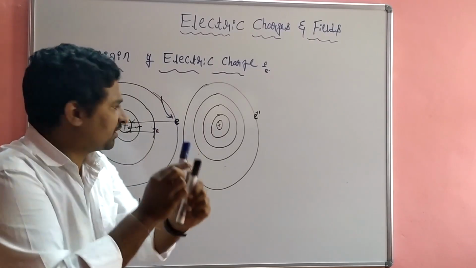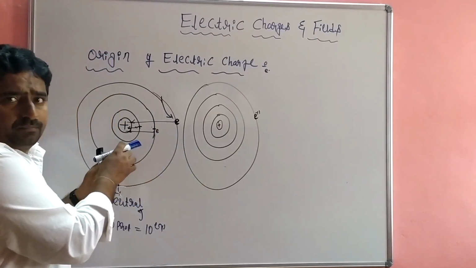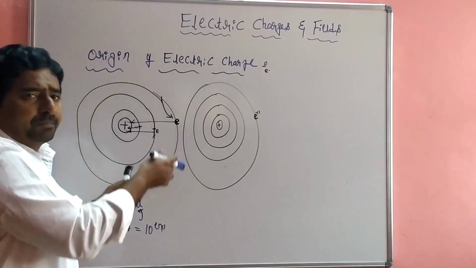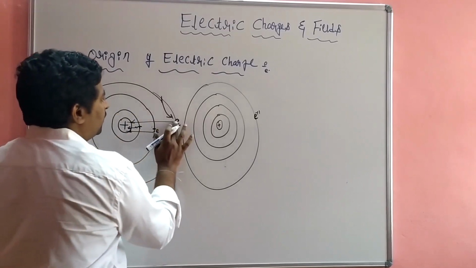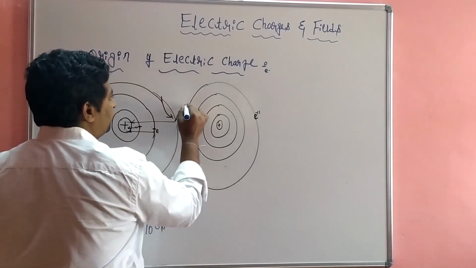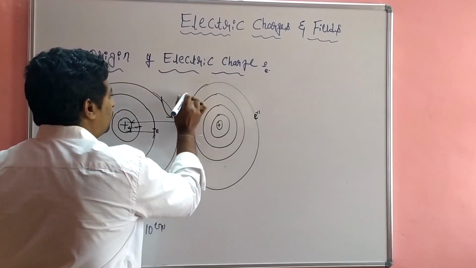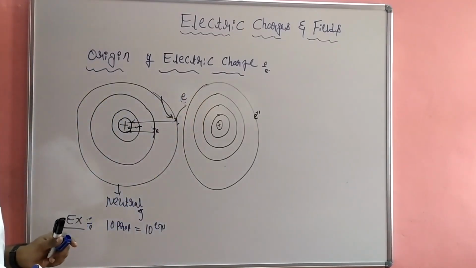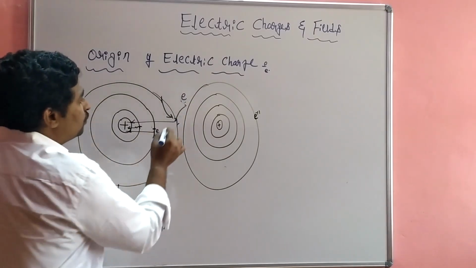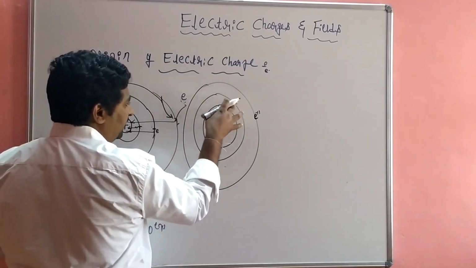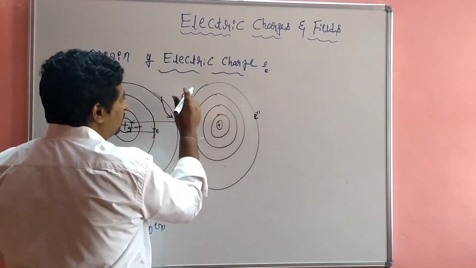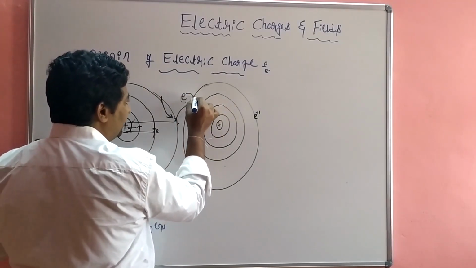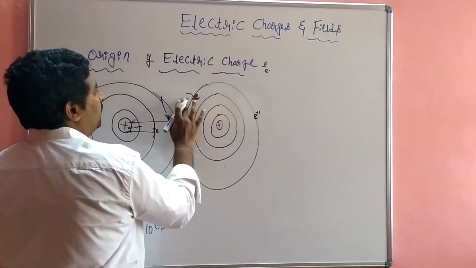When the two atoms are rubbed, each has its own property: one loses the electron. This is losing the electron. That one is neutral, this will be one property. The other property is gaining the electron.